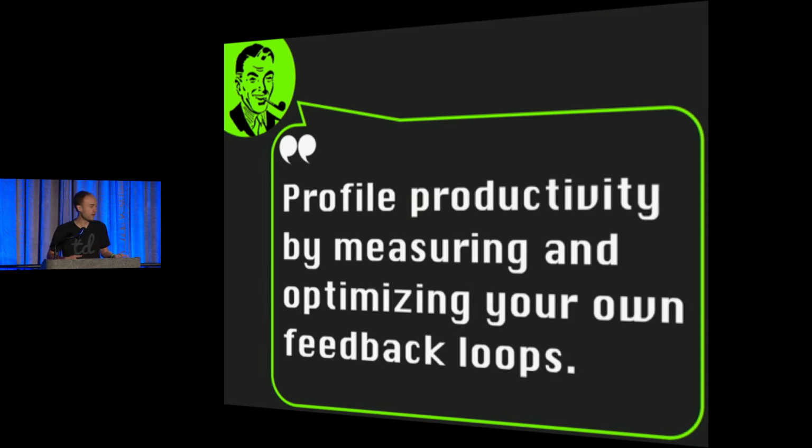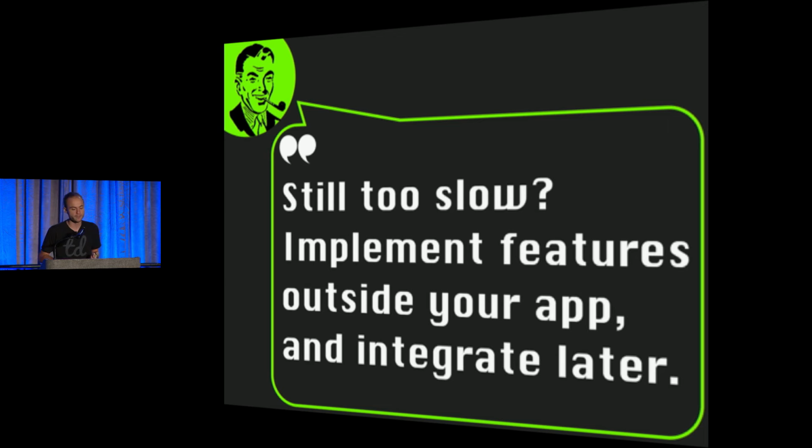So personally, I profile my productivity by measuring and optimizing my own feedback loops. I'll pull out a stopwatch and see where my time is going every day. And if it's still too slow, if there's just some impediment or the system is just too big and monolithic, I'll implement features outside of that application to find my own happy place and iterate quickly, and then integrate later. Obviously, integrating later isn't ideal, but it's much better than just waiting all day.